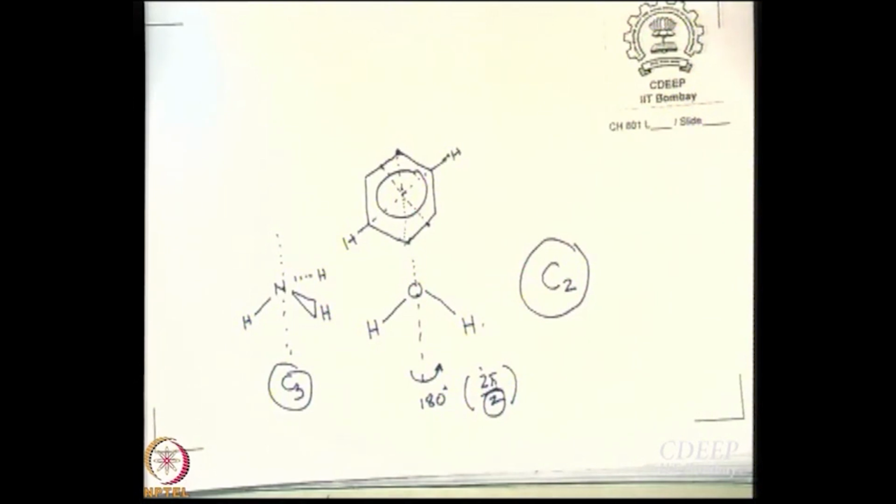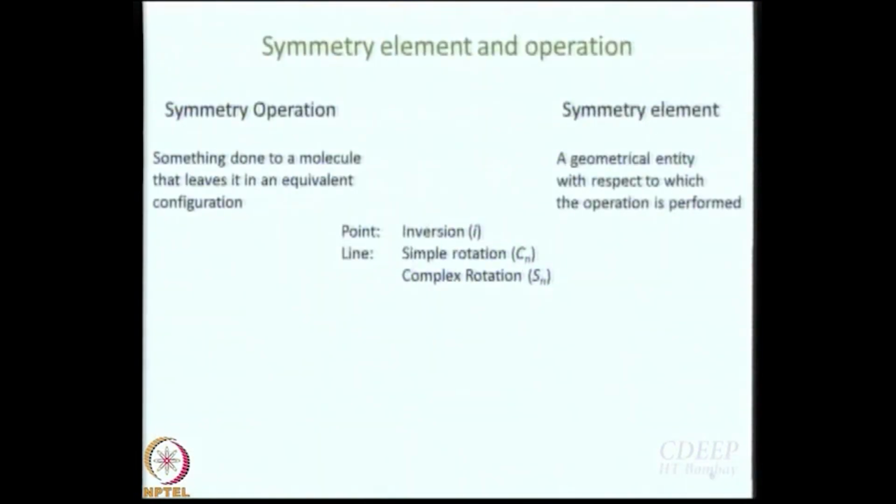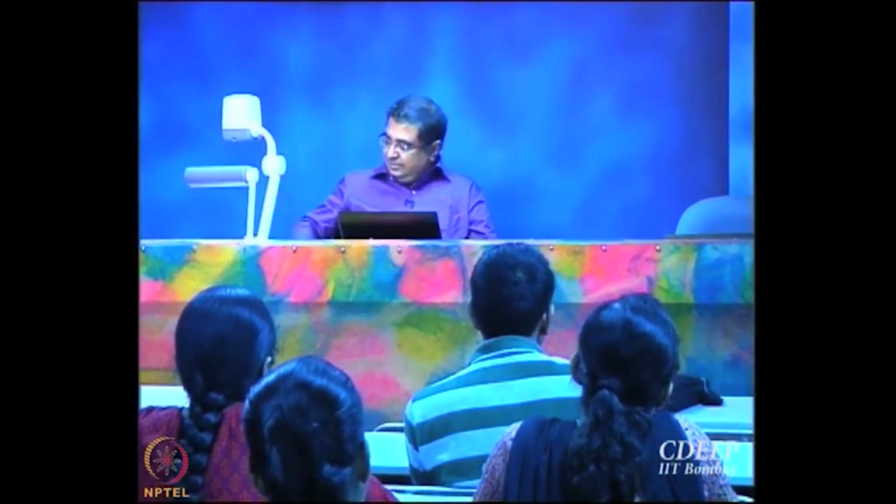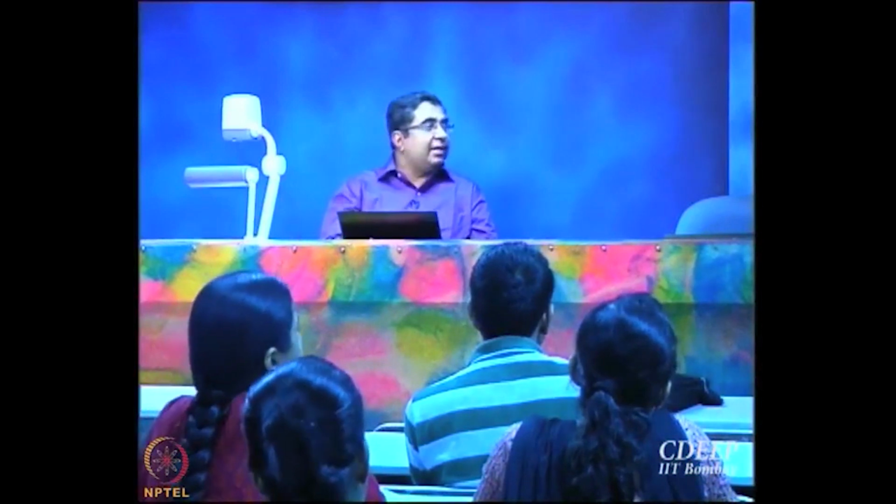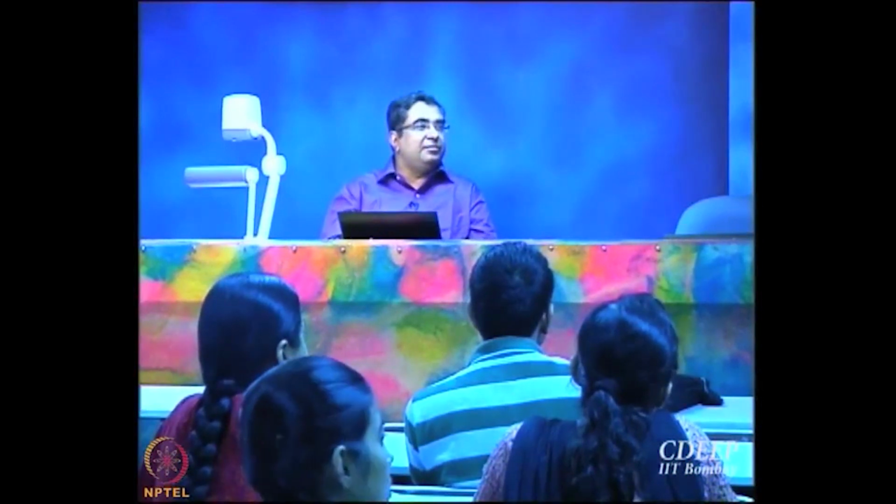Fine. Now, or you can have a complex rotation, right? What does that mean? You rotate by 2 pi by n, and then you reflect with respect to a plane that is perpendicular to the axis. Any example? Cyclohexane, chair form or boat form?